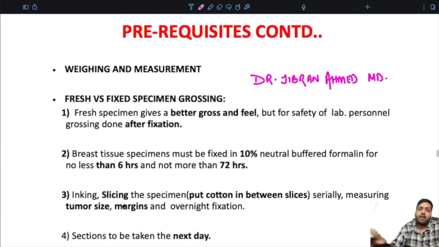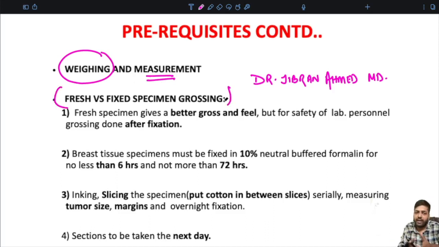Now, the next prerequisites include you should weigh the specimens ideally and you should measure them ideally. Okay. Now, what is the importance? What all things you should do in the fresh versus the fixed specimen? It is always said that the measurements should always be taken in the fresh state. Even the tumor should be taken in the fresh state. Basically the measurements and the depth of the tumor should ideally be taken in the fresh sample.